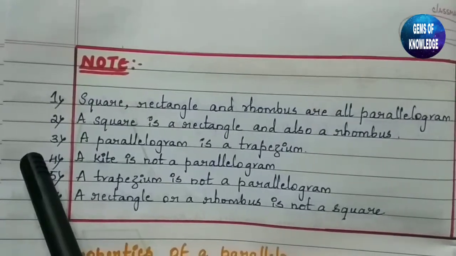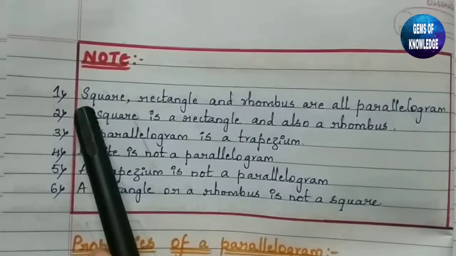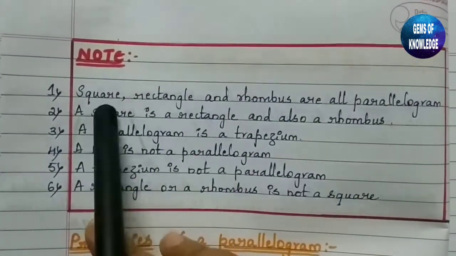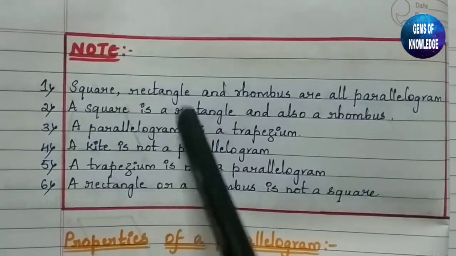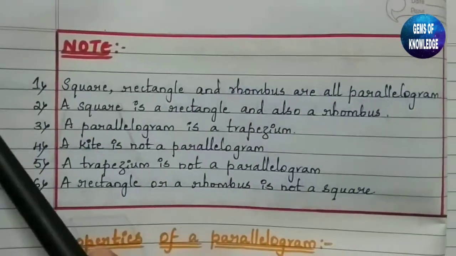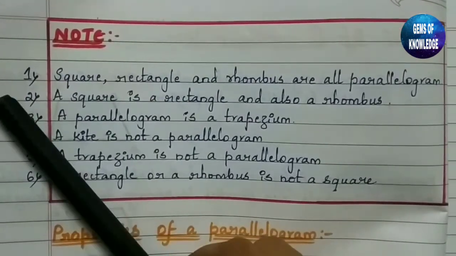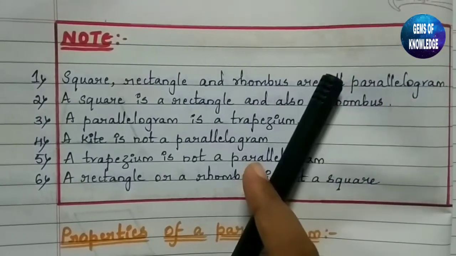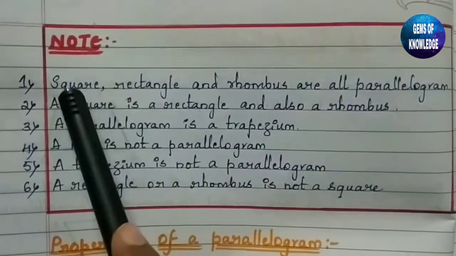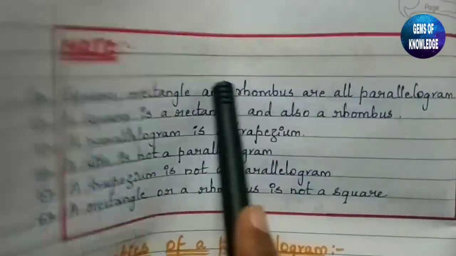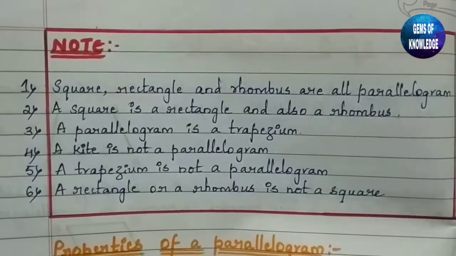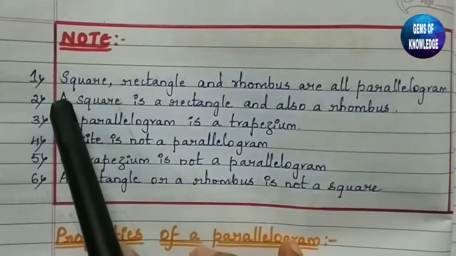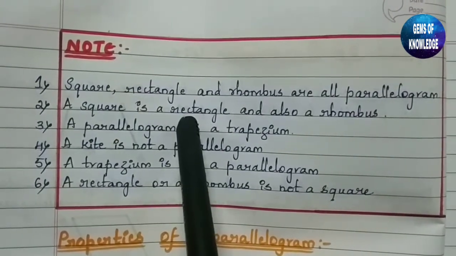Okay, so here you can see a note has been given. The first one is square, rectangle and rhombus are all parallelograms. So the first condition here is the square, rectangle as well as rhombus are all parallelograms. So why is this a parallelogram? What is the condition of the parallelogram? According to parallelogram, its opposite sides must be equal. So in square, rectangle as well as rhombus, you can see the opposite sides are equal.